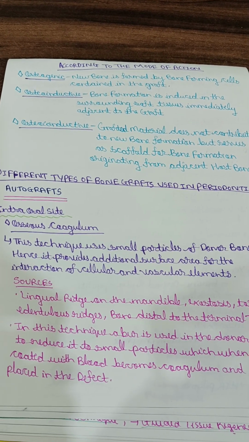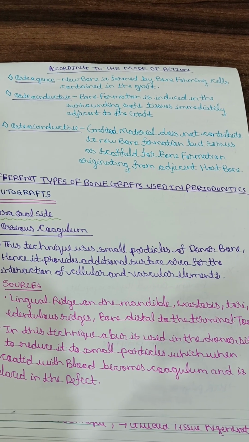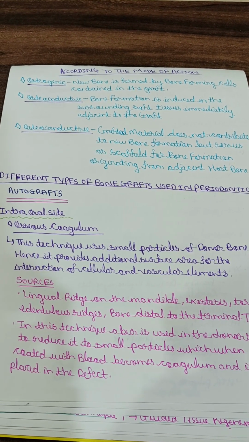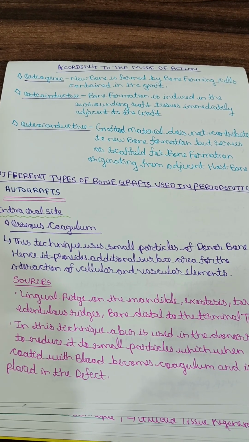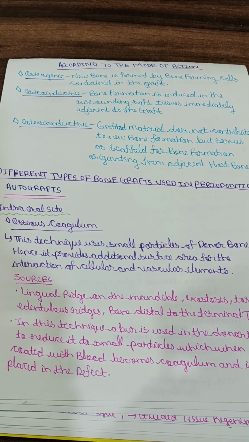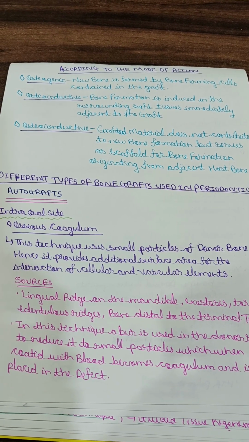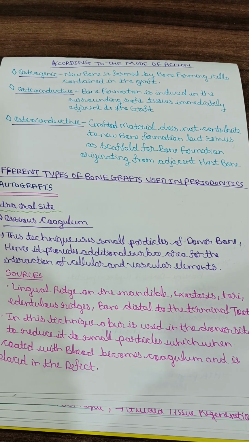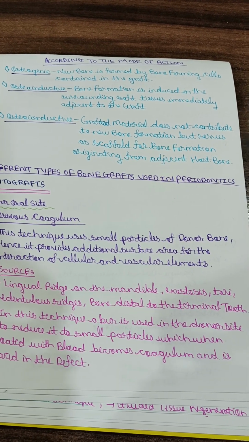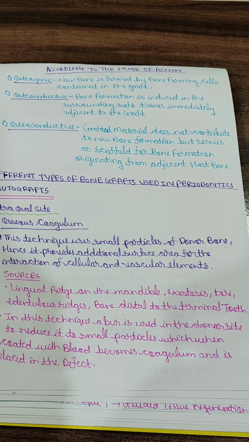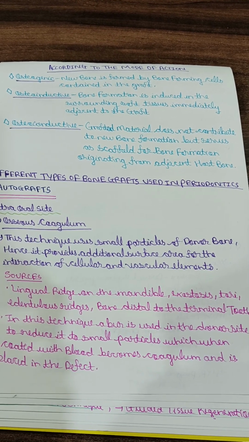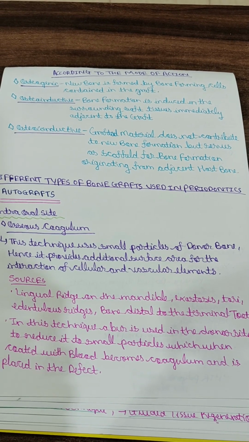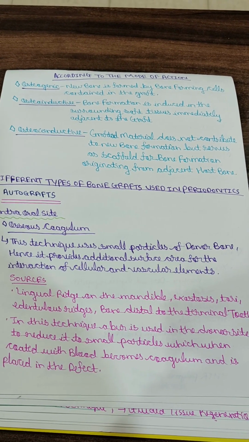In intraoral sites, it includes the osseous coagulum. In this technique, small particles of the donor bone are used, hence it provides additional surface area for the interaction of the cellular and the vascular elements. Now, what are the sources from where we can obtain these grafts? The sources are the lingual ridge on the mandible, exostosis, tori, edentulous ridges, and bone distal to the terminal tooth. In this technique, a burr is used in the donor site to reduce it into small particles, which when coated with blood become the coagulum, and then it is placed in the defect. So, this is osseous coagulum.